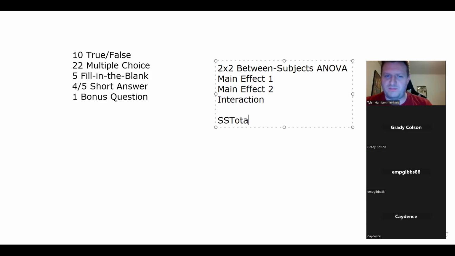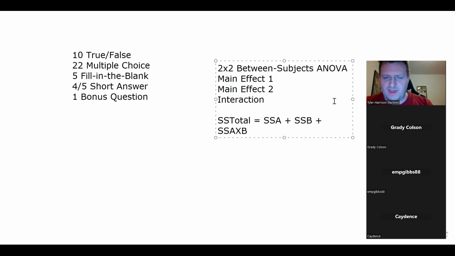How many sources of variance do we have for a 2x2 between subjects ANOVA? Well, sum of squares total is equal to sum of squares for the first effect, plus sum of squares for the second effect, plus sum of squares for the interaction, and then the sum of squares for within. For the 2x2 between subjects ANOVA, what is the error term? That's right. The error term is the sum of squares within. Can I bold that?